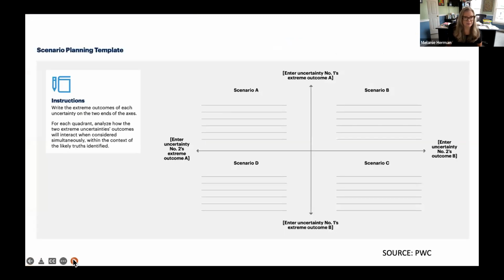So you can learn more about this and really digest this content by taking a look at that Guide to Scenario Planning. So here's the PwC planning template, and you'll see that they're inviting us to write the extreme outcomes of each uncertainty on the two ends of the two axes. And then for each quadrant, they want us to analyze how the two extreme uncertainties outcomes will interact. And I'm going to show you a little bit more on the next slide.